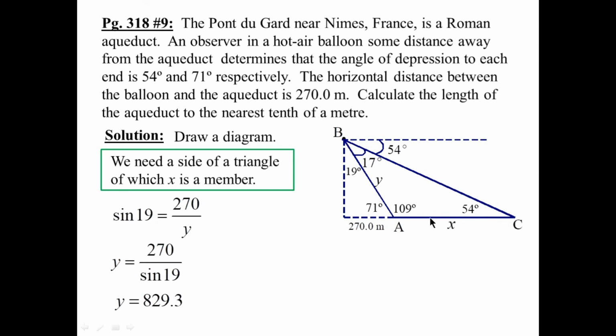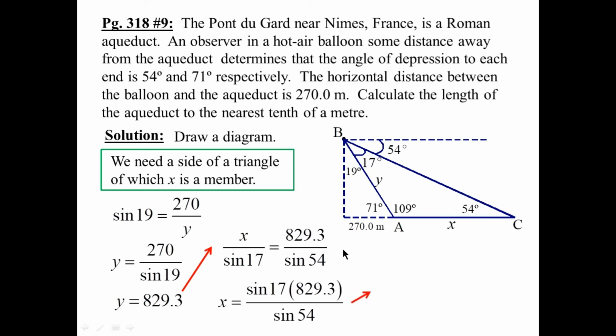And now we can say, actually, let's start with the thing we want. X over sine 17 equals y over sine 54. We're doing a sine law, so x over sine of this angle equals y over sine of this angle. X over sine 17 equals y over sine 54, and y we know what it is. It's 829.3. Multiplying by sine 17, taking a calculator, and we have the length of the aqueduct.